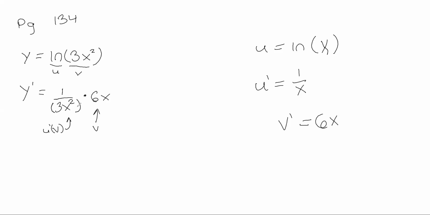So we could simplify this a little bit. We could just put this as one fraction. Of course, 6 over 3 reduces to 2, and then x over x squared is just 1 over x. So 2 over x would be the derivative in this case.